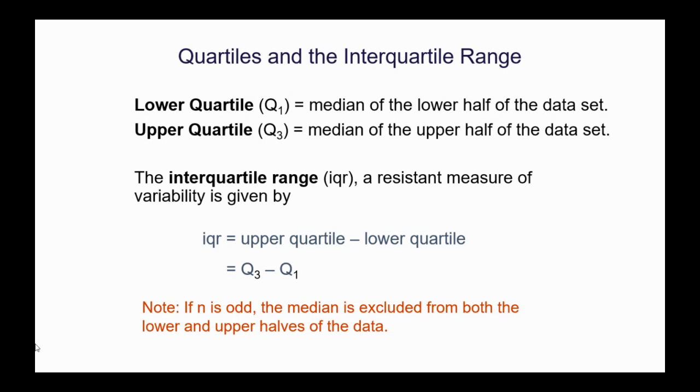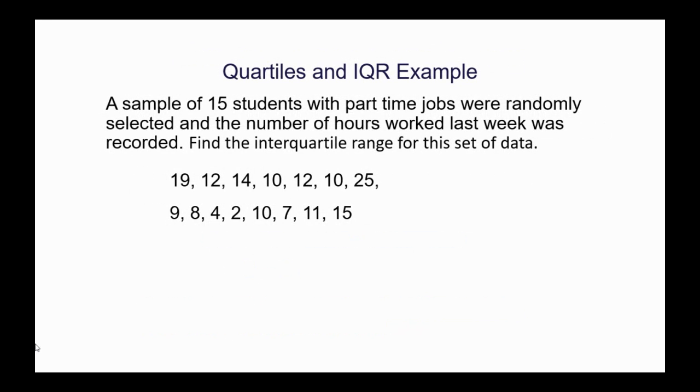So this smaller example, I'm gonna give y'all a little bit of time to actually work it. The bigger example, you have to think about it some, but I'm not gonna make you order all those numbers. Okay, so first small example. A sample of 15 students with part-time jobs were randomly selected and the number of hours worked last week was recorded. Find the interquartile range for this data set.